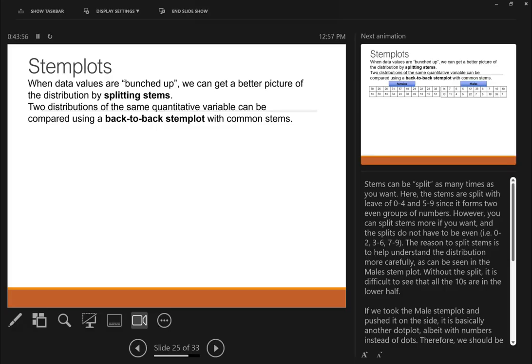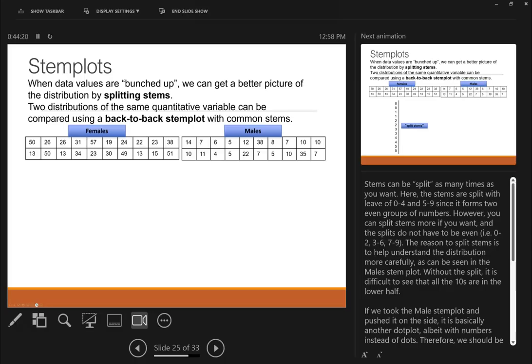Or you might have 2 sets of data that are measuring the same thing. Like if I did a shoe survey for girls and a shoe survey for boys, maybe I'll do a back-to-back stem plot where I'll do 2 vertical lines and put the boys' leaves on one side and the girls' leaves on the other. That's a back-to-back. Or you can do both, right? Like you can split the data and make it back-to-back, which is what we're going to do in this example.